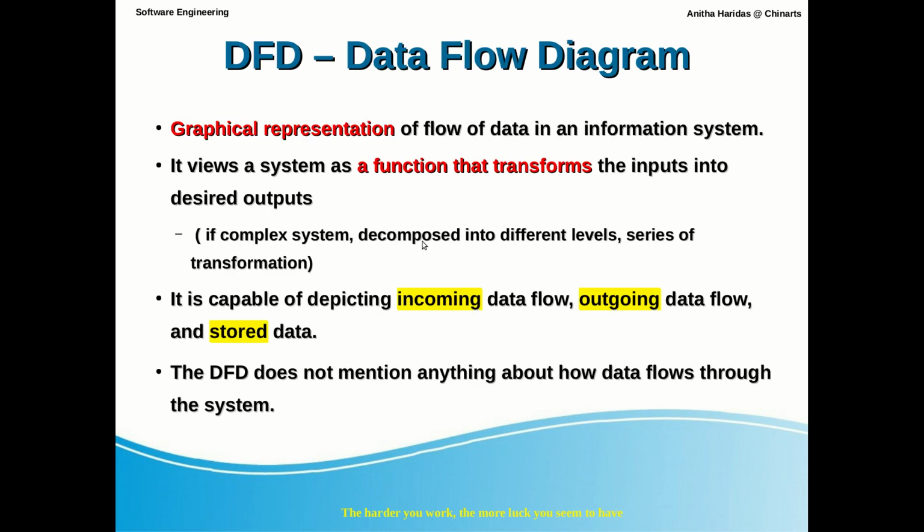Then we started with the data flow diagram. What is a data flow diagram we have discussed. The data flow diagram generally describes the flow of data in the system. It will depict what is the incoming data, what is the outgoing data, and what is the stored data. A data flow diagram does not mention anything about how data flows, but it shows what the different functions available are and how these functions transform the inputs into the desired outputs.